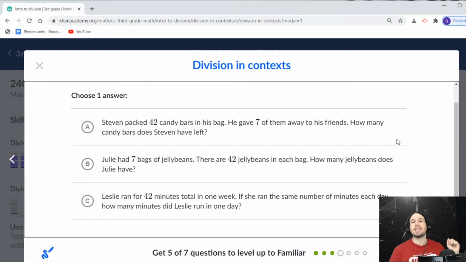B, Julie had 7 bags of jelly beans. There are 42 jelly beans in each bag. How many jelly beans does Julie have? Now that seems right, because we are talking about equal bags of jelly beans, but if we are looking for the total number of jelly beans, then we take the number of bags and the number of beans per bag, and we multiply them, not divide them. So B is actually a multiplication problem, not a division problem.